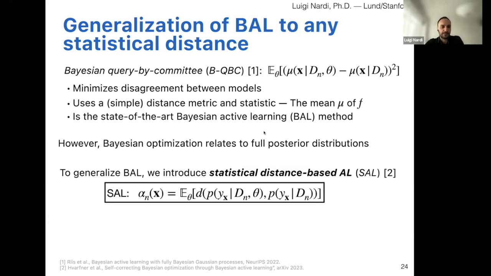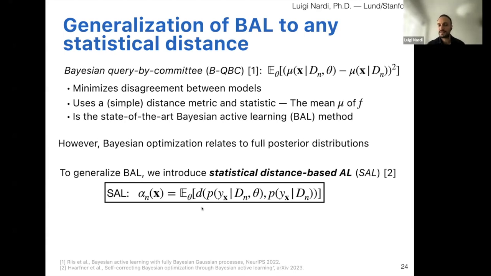And this is how it looks, right? This is a generalization of BAL, Bayesian active learning. The generalization is called SAL, statistical distance-based active learning. And what we do here is very, very simple. We just take this distance here, and we generalize it. Now it's a generic distance. You can basically use whatever distance you're most comfortable with.